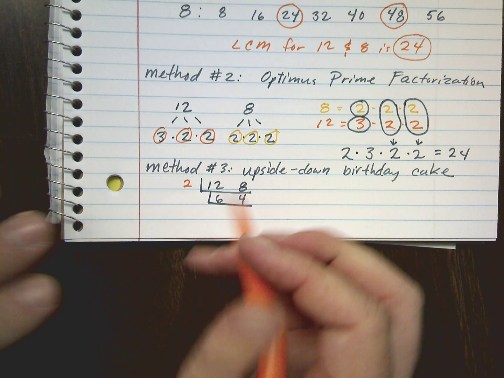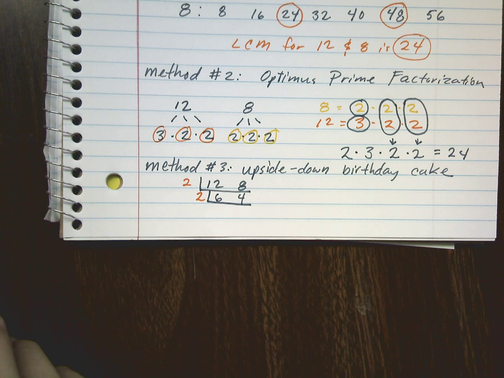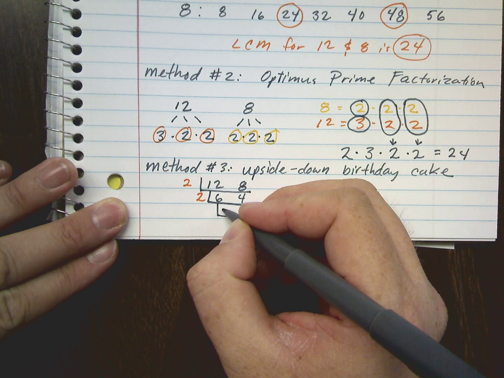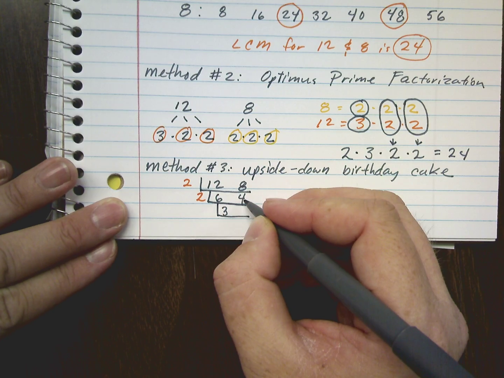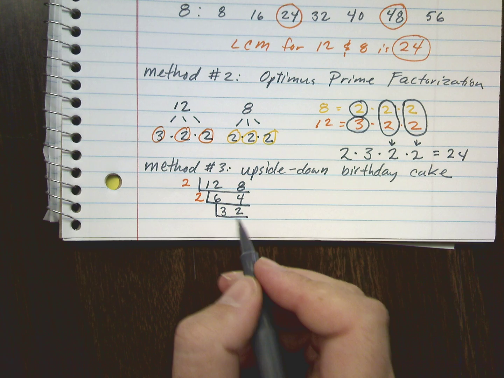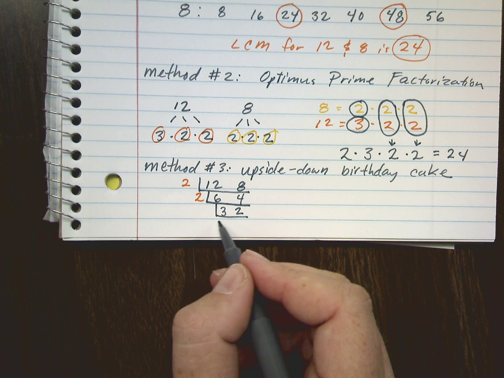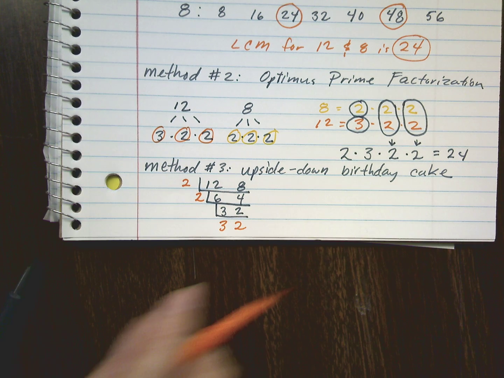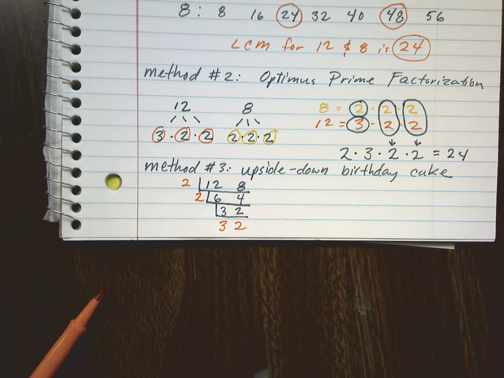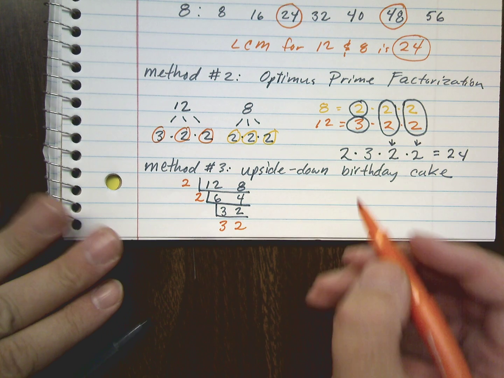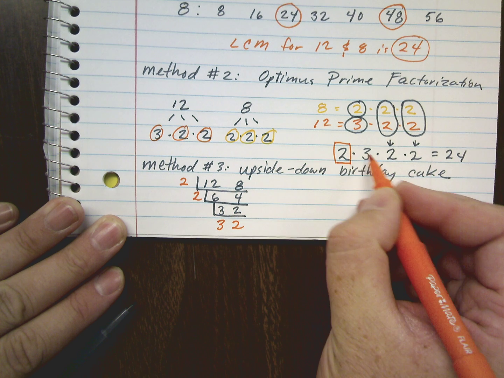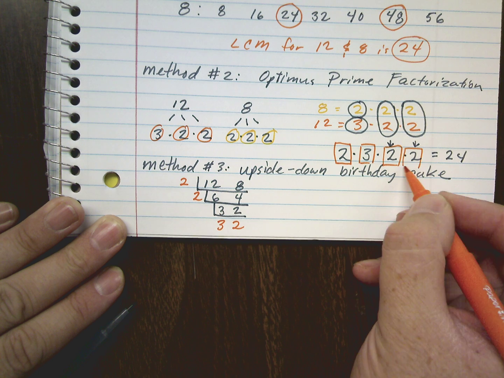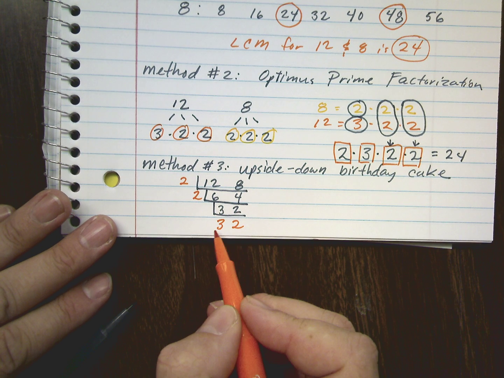So let's do that. I'm going to pull out a 2 right here, and this 6 now becomes a 3, and 4 divided by 2 is 2. Well, now I can't pull out any common factors between 3 and 2, so I just rewrite them down here on the bottom, 3 and 2. Now, these numbers might look very familiar because they're the exact same numbers as up above: a 2, a 2, a 3, and a 2.